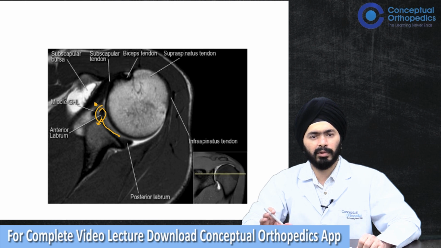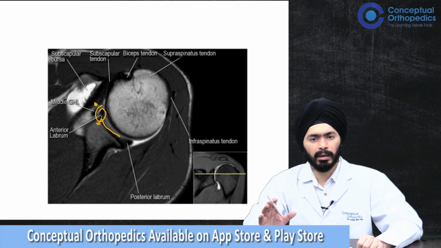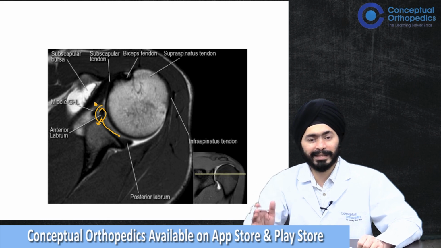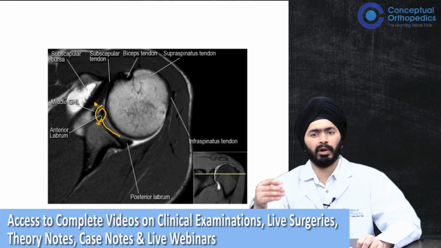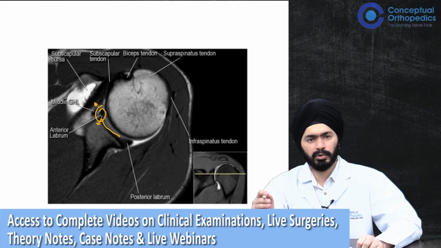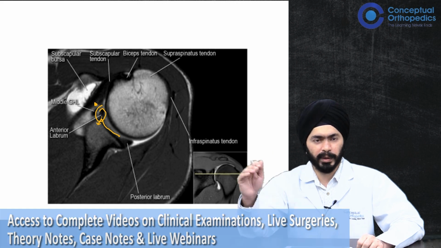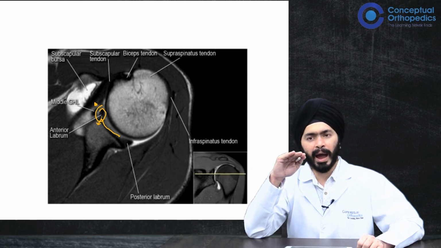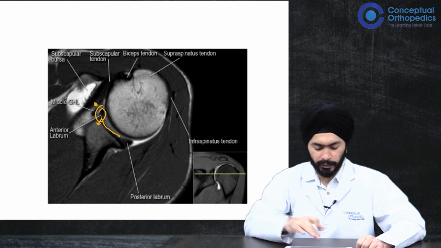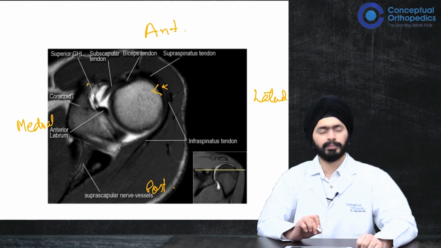Another important thing you look for in your axial sections is the Hill-Sachs lesion. Hill-Sachs lesion is always superior. So you have to look at the posterolateral aspect of the humeral head in the superior sections. At or above the level of the coracoid, if there is a dip here, this is your Hill-Sachs lesion.